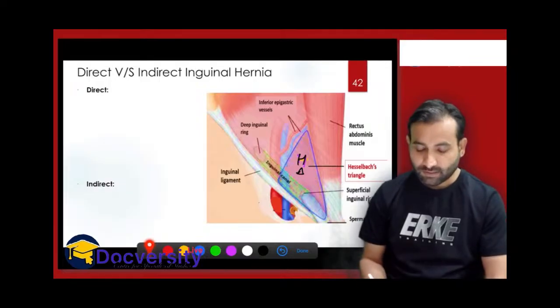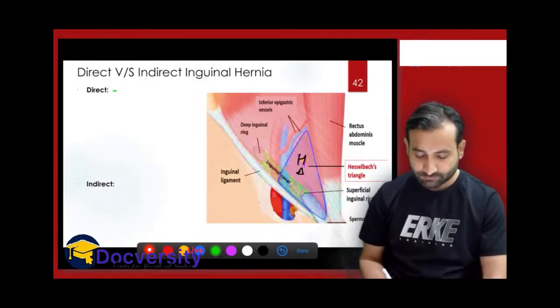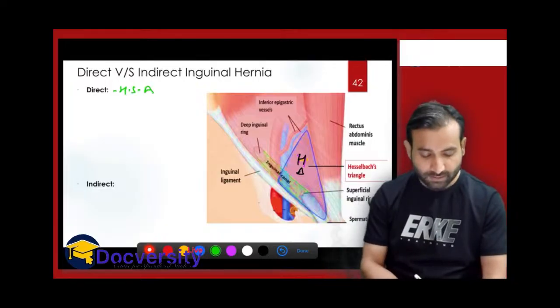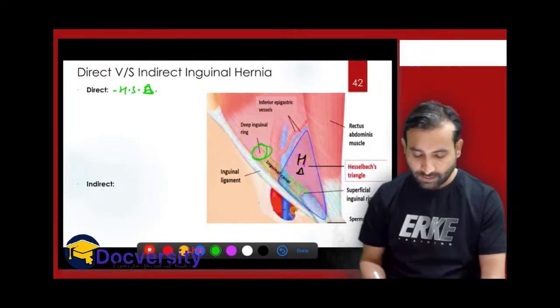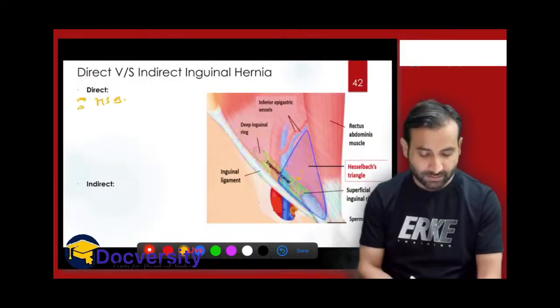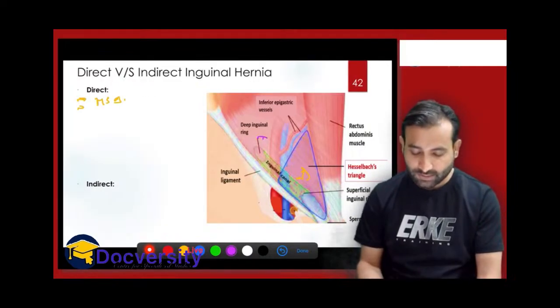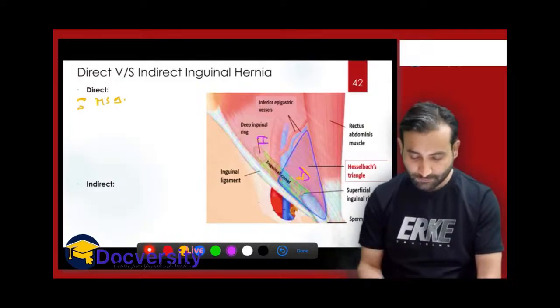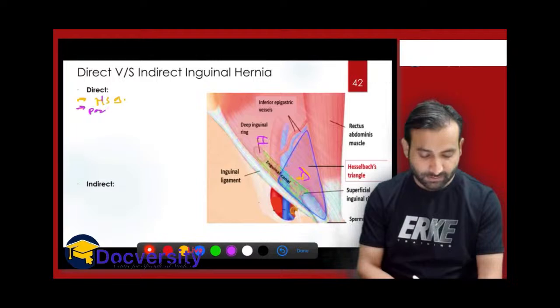So remember, from the Hesselbach triangle we have the direct hernia. Okay, and outside the Hesselbach triangle, we have an indirect hernia, right? Another point, direct inguinal. This is direct, this is indirect. Okay, so this is direct, so it is coming from the Hesselbach triangle.